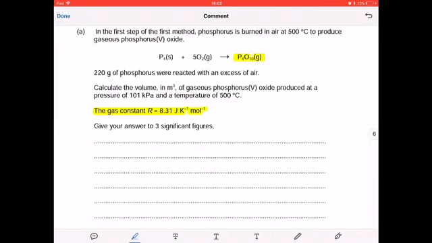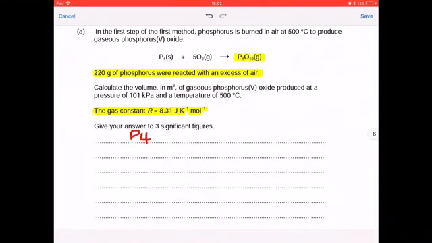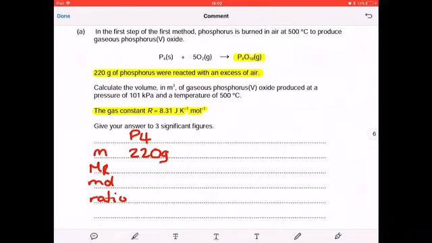Before we can do that though, you need to be able to use the mass that is given of phosphorus. Now you've got 220 grams of phosphorus, and we need to work out the number of moles. So as always, you're going to make a table, P4, and we're going to have mass, MR, moles, and ratio down the side. Mass is quite easy, obviously, it's given in the question, 220 grams. However, a lot of people got the MR wrong because phosphorus has the formula P4, and you can see that is given in the equation here. So a lot of people made a couple of mistakes here.